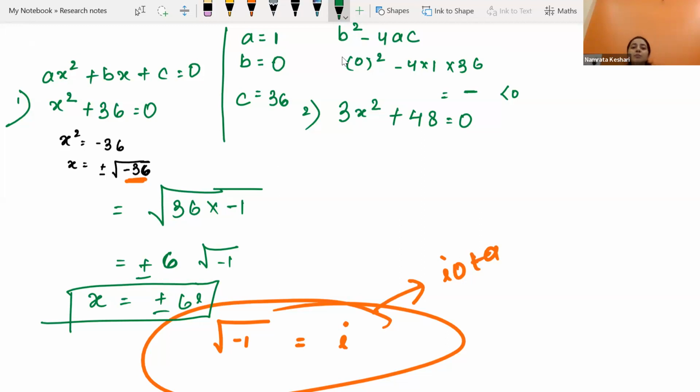Sometimes after solving, we won't be able to get a real number as a solution. So that time we will be getting an imaginary number.